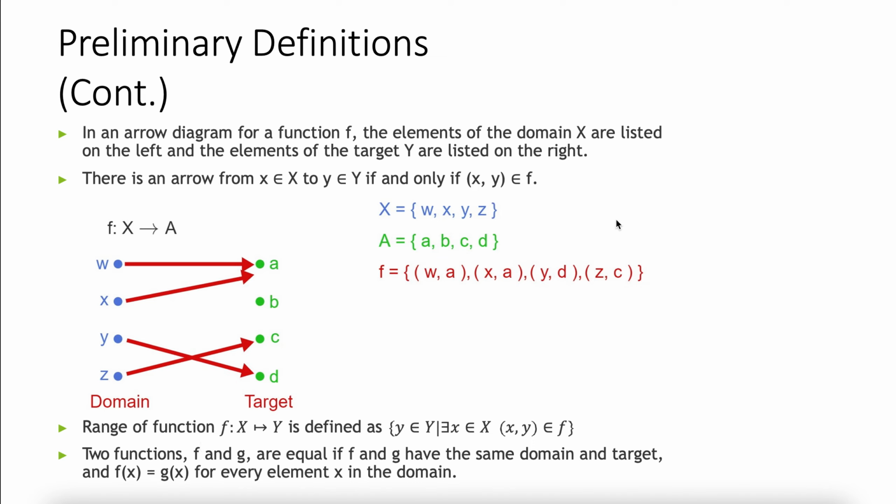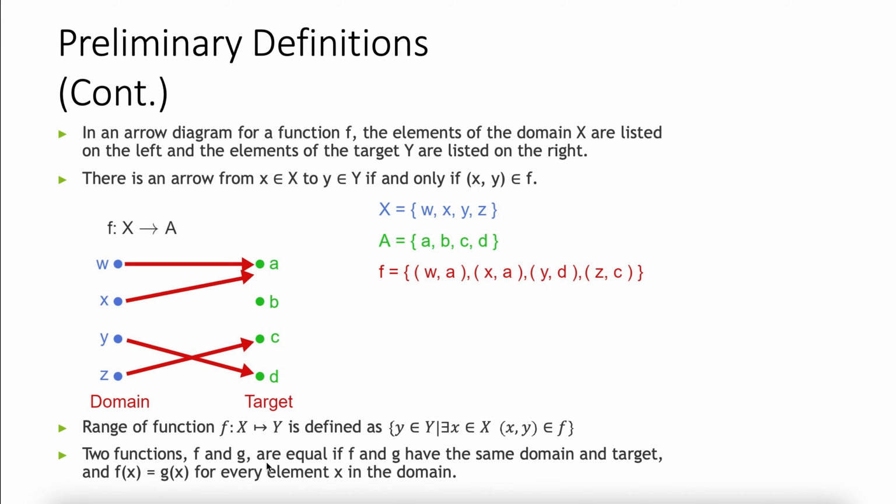Now you have x given as w, x, y, z, a given as a, b, c, d, f given as wa, xa, yd, and zc. So what we're going to do is basically draw a diagram where everything in x resides on the left hand side, everything in a resides on the right hand side, and then we're going to draw arrows that map this. Once we have that, you can basically define it as that whole thing where y belongs to y and everything in x belongs to x, and then x and y belong to f.